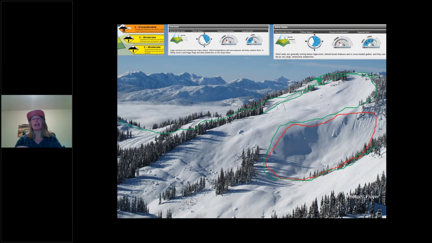They can break far back and it's just not worth it, especially on a day when we have a known cornice problem and we know that they're tender and ready to break. So, yeah.